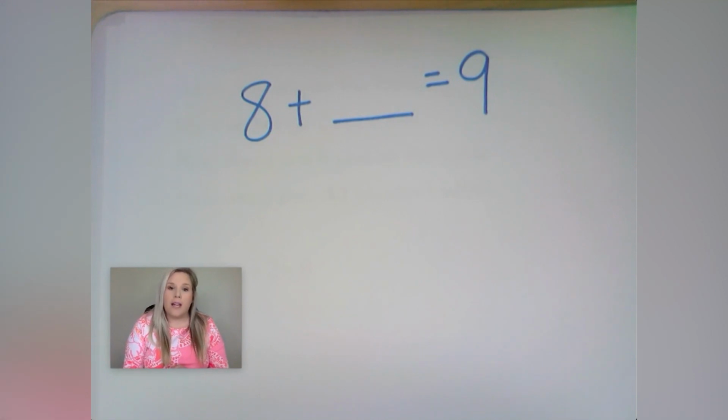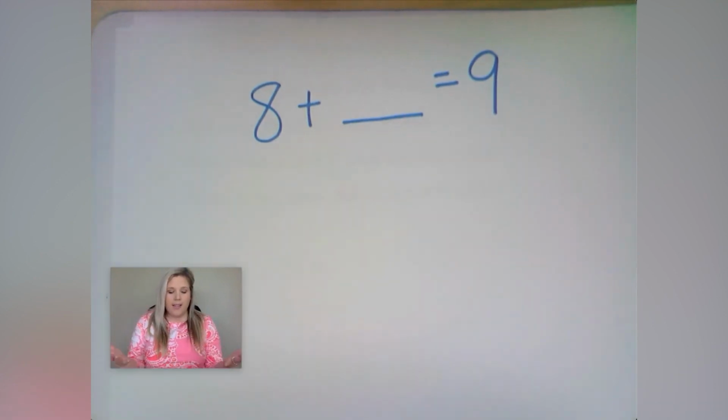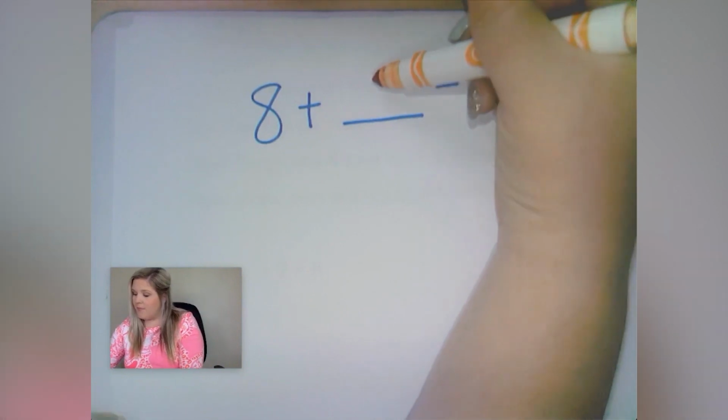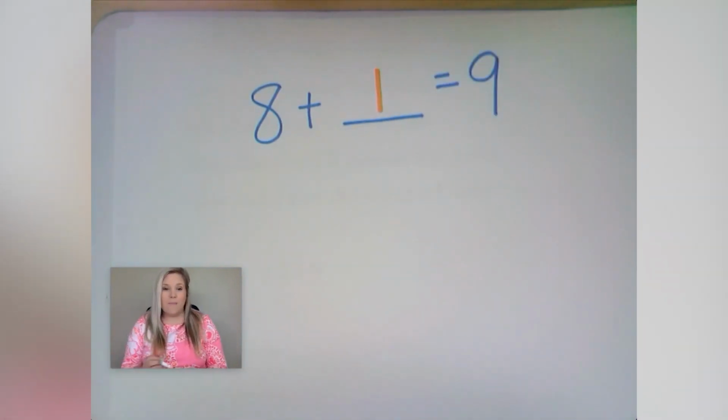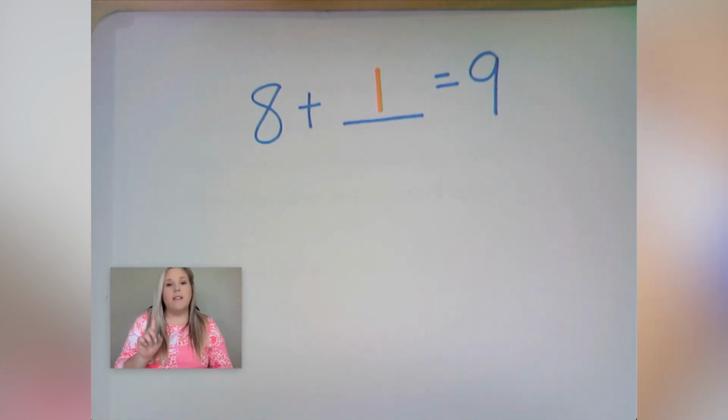We're going to start at the number 8 and count on until we get to the number 9, like this. 8, 9. How many did we have to count on? 1. That's right. So 1 is our missing number. Let's look at another problem.